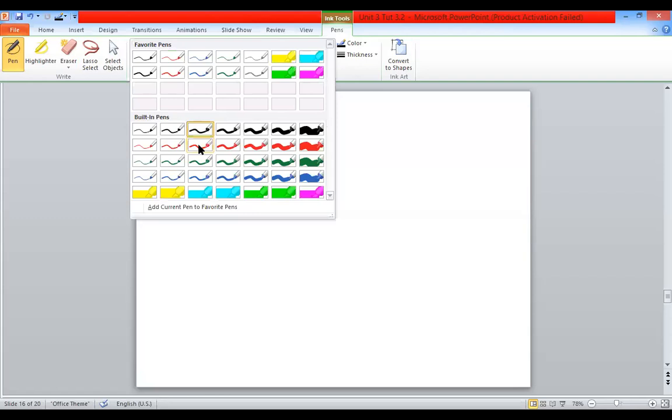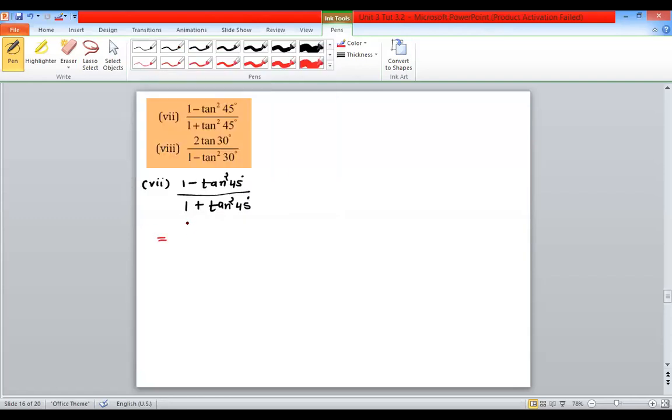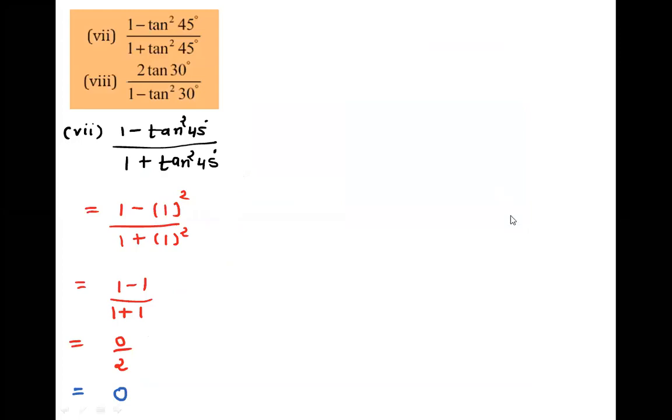So look here. The value of tan 45 is 1. So 1 minus 1 square, apply the square, it's 0 by 2. In any fraction whose numerator is 0, you always get the value 0. So this is your answer. We just put the value of it.